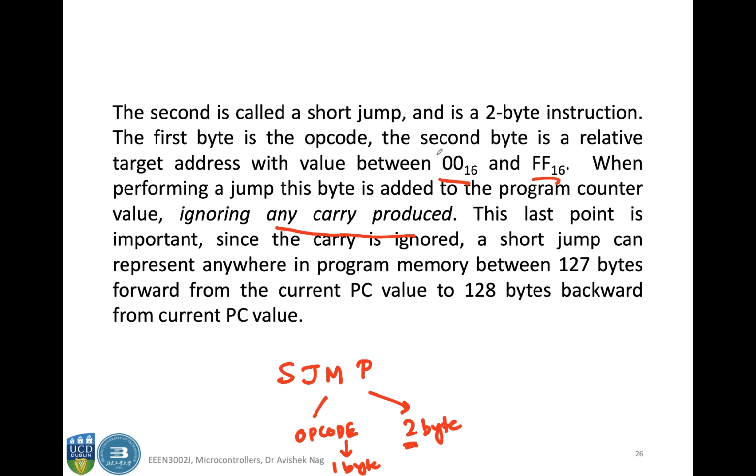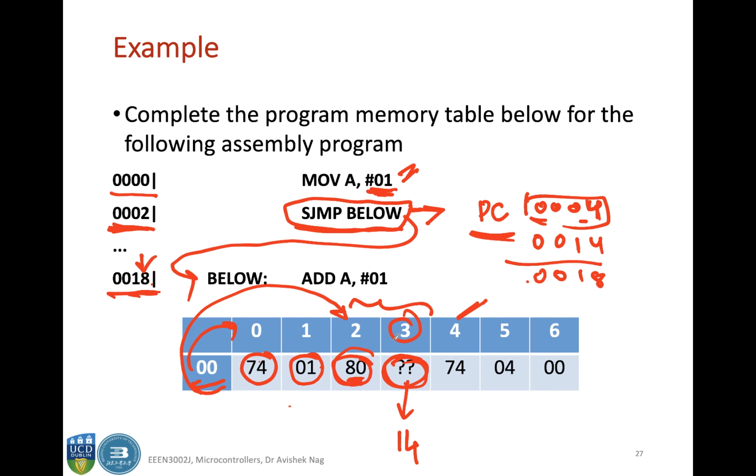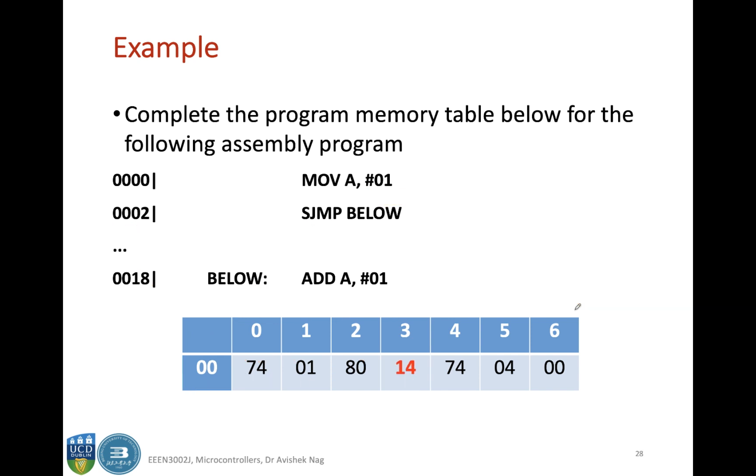So the second byte is a relative target address. Okay, this is not the absolute target address. This is a relative target address with value between 00 to FF. So when this jump instruction is performed, this byte is added to the program counter value, ignoring any carry produced. Okay, so that's what is happening. So 14, which is here, is added to the program counter to jump it to 0018. So that's the final number here.